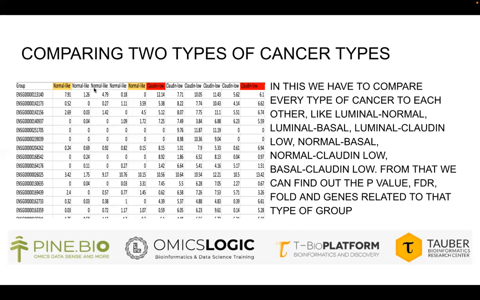So we can look here. This is the normal-like cell, and this is the Claudin-Low cancer cell. So we will consider this as array 1, and this as array 2. We have to make a comparison of all the cancer types: luminal normal, luminal basal, luminal Claudin-Low, normal basal, normal Claudin-Low, and basal Claudin-Low. From that, we can find out the FDR value, the p-value, and the fold. And through every detail, we can find the genes related to the group.